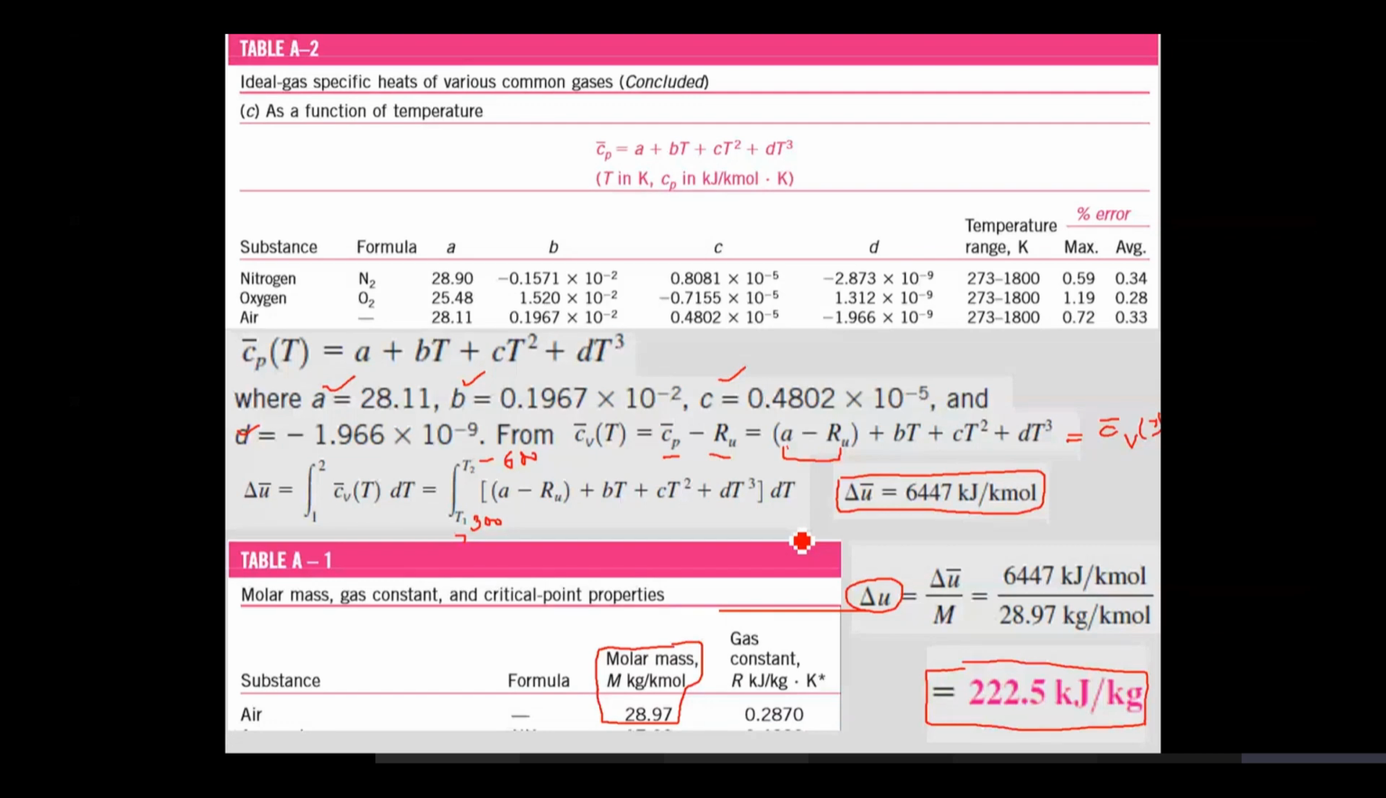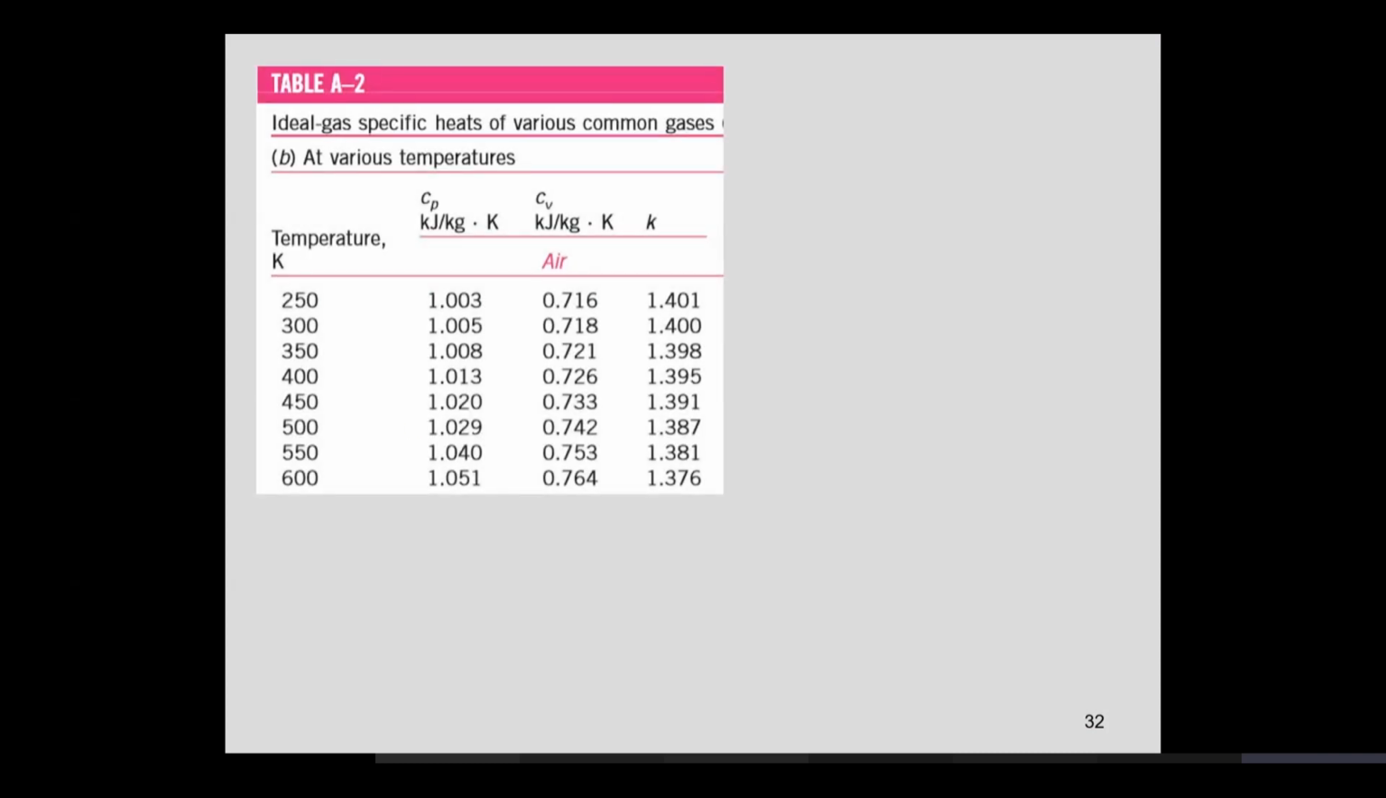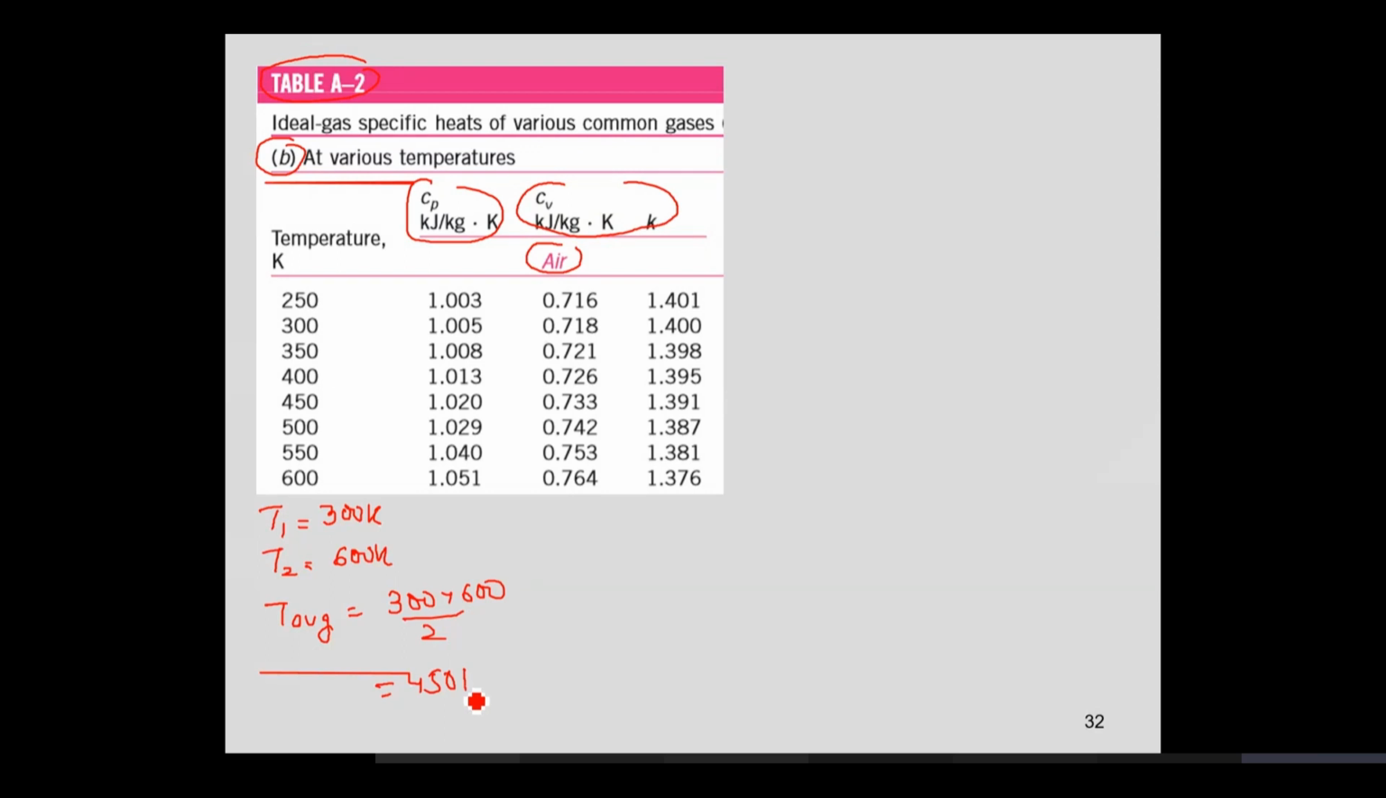Now we move on towards the third mechanism, which is taking the average. We are moving on towards Table A-2b. This is my table. The fluid is air. Cp values are given and Cv values are given. Now, if I look at my temperature, the first temperature was 300. So the average temperature is 300 Kelvin plus 600 Kelvin divided by 2, which comes out to be 450 Kelvin.